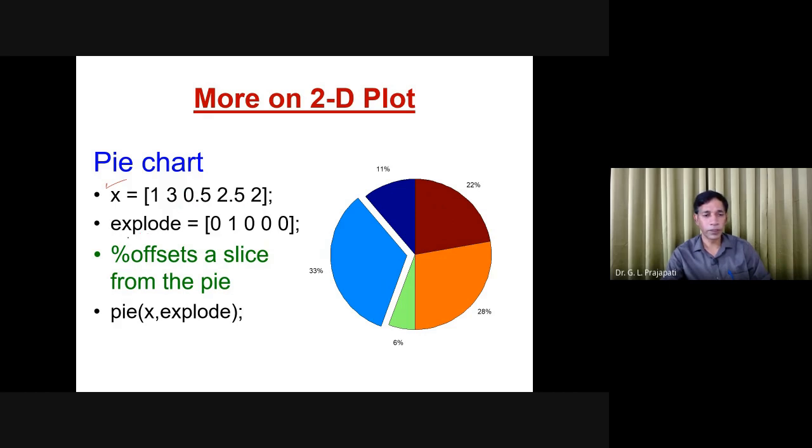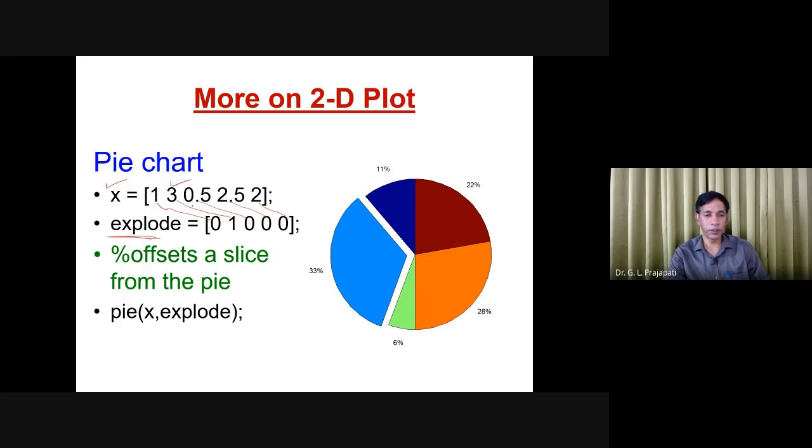Now one thing is, if you want to highlight something, like this bigger one, then you have to use explode. Explode is a vector which you take in binary, actually either 0 or 1. The value of this explode vector is 0 or 1. 0 denotes that you are not going to offset. It has a one-to-one relationship: the first 0 corresponds to the first data, the next corresponds to the second, 0.5 corresponds to the third, 2.5 to this, and 2 to this.